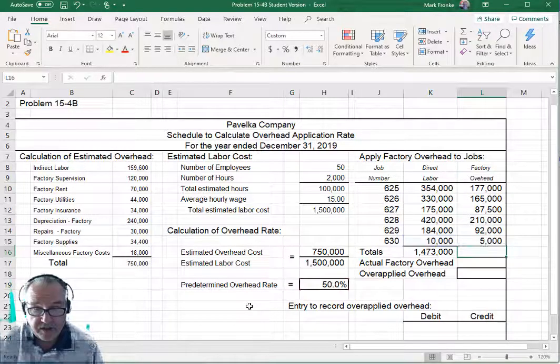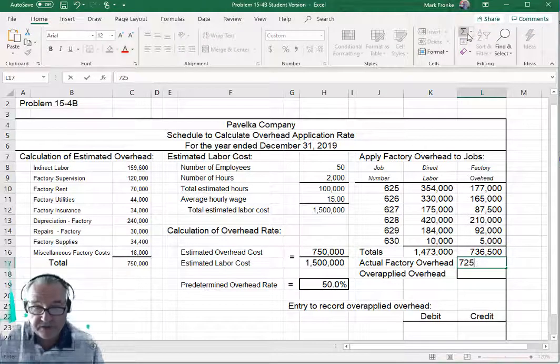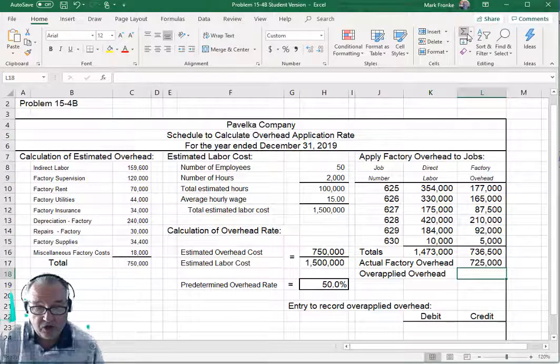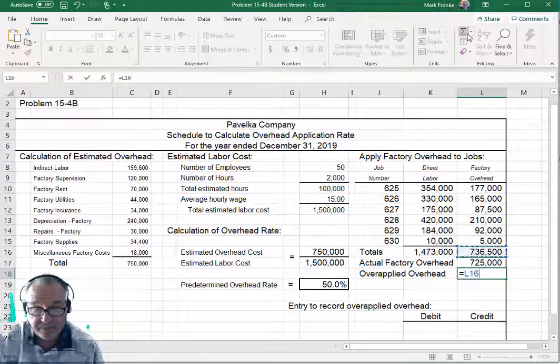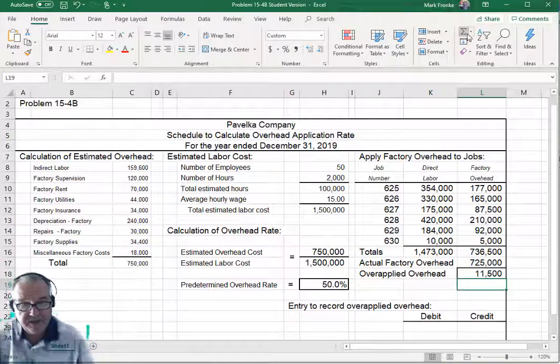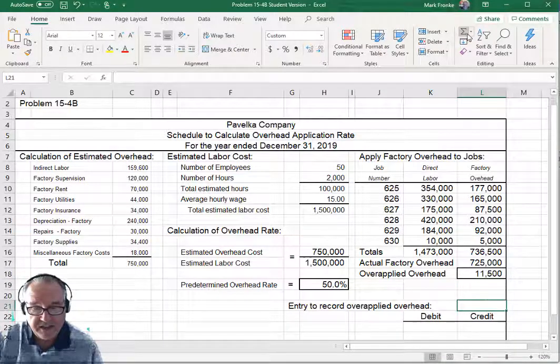In effect, we're taking 1/2 of the direct labor charges for each job, which is a total of $736,500, even though our estimate was $750,000, but we actually spent $725,000 on overhead. So if we take the amount that was applied and subtract what we actually spent, actual factory overhead, $725,000, it means that we over applied $11,500.